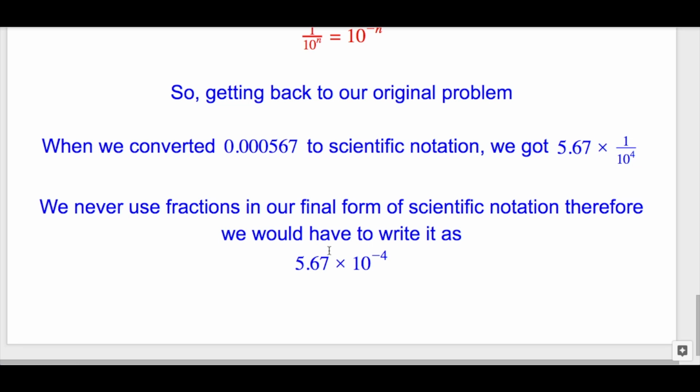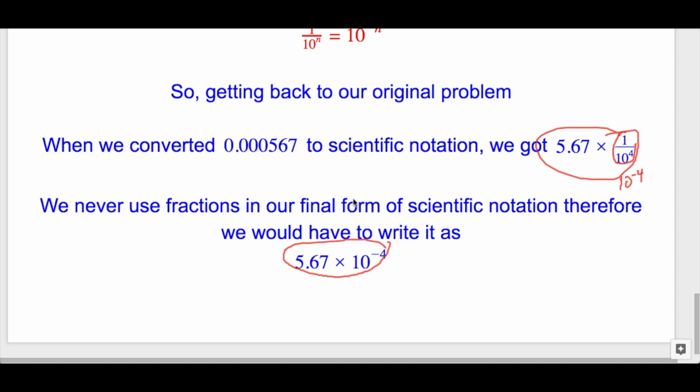So getting back to our original problem, what we were trying to do was convert 0.000567 to scientific notation, but we got this kind of awkward notation, specifically this. Well, we can apply our new rule, which we can still see here at the top of the screen, to convert this into a more convenient form. So this 1 over 10 to the 4 is the same as 10 to the negative 4. So we can rewrite this expression like this.